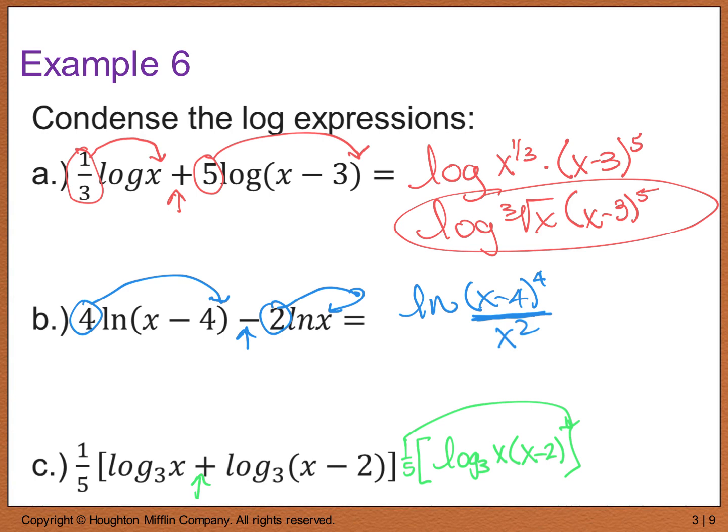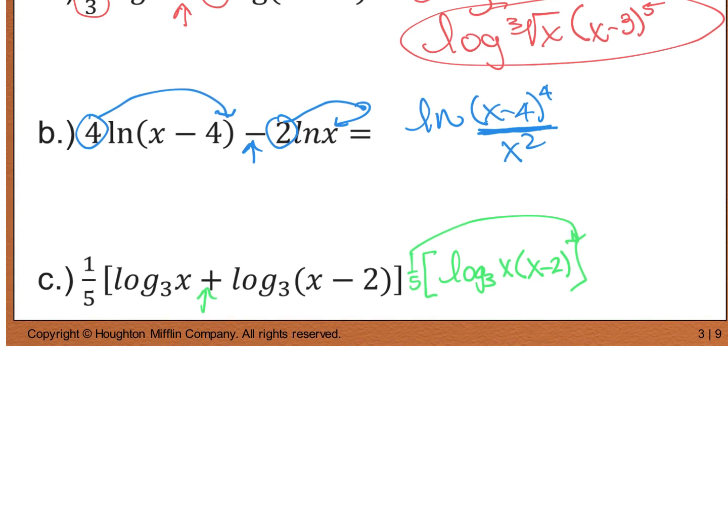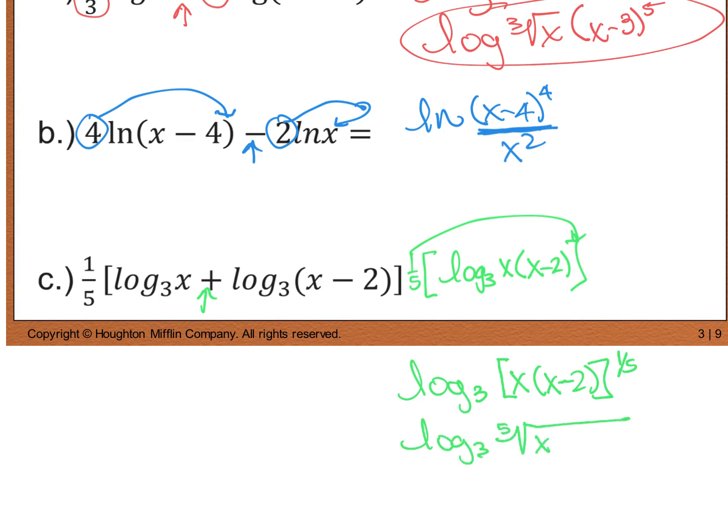And that 1/5 is really going to be taken up as an exponent. So what I end up with is log base 3 of, let me put this in brackets, x times x minus 2, and that's going to be raised to the 1/5. Well, the 1/5 power really is a 5th root. So if I wanted to, I could write that as the log base 3 of the 5th root of x times the quantity of x minus 2. And this right here would be my condensed form.